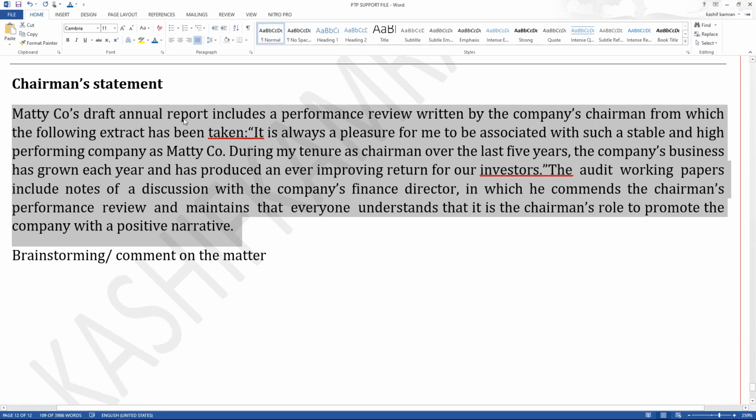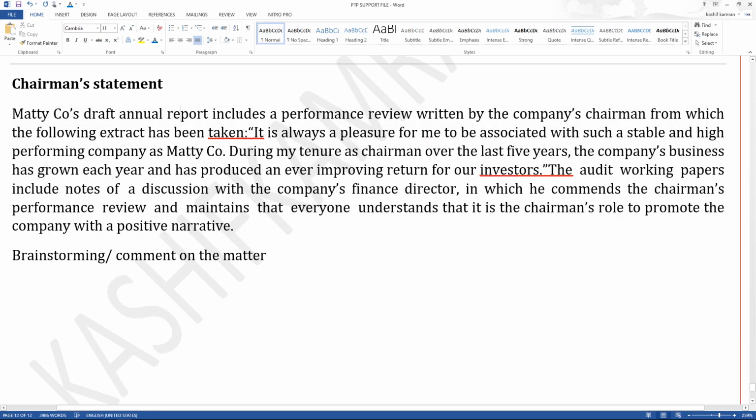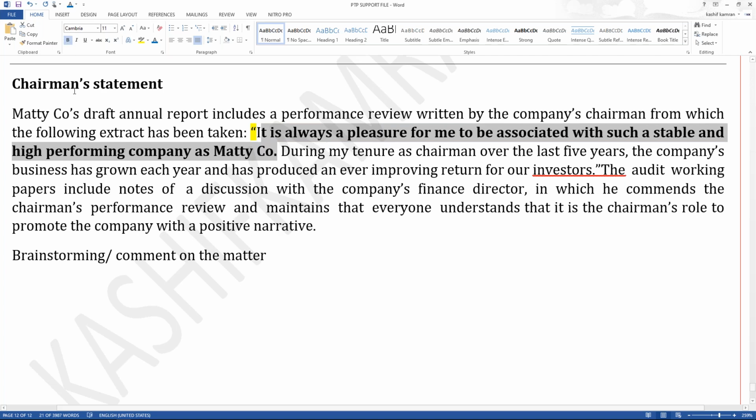Meti company's draft annual report includes a performance review written by the company's chairman, from which the following extracts have been taken. So a chairman review as part of the annual report is something very fine. But let's see, is there something wrong in the chairman statement which has been published? The chairman opens: "It is always a pleasure for me to be associated with such a stable and a high performing company as Meti." Look at this first statement. That's the first statement, which is very contradictory.